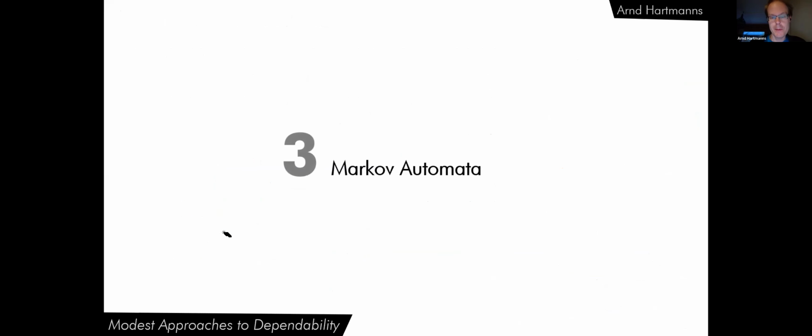And that's already on MDP. And we're going very quickly through these. I hope to just give some inspiration there. My more favorite model in the end actually would be the one of Markov automata.